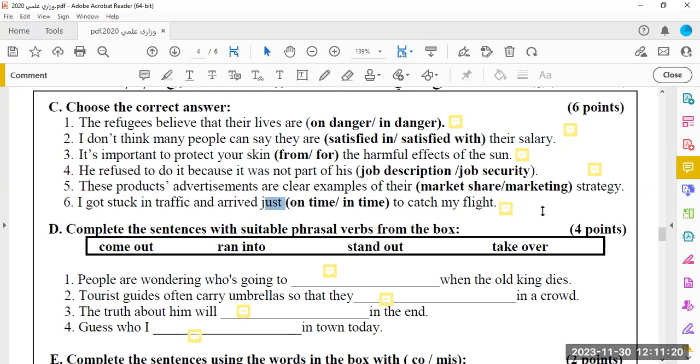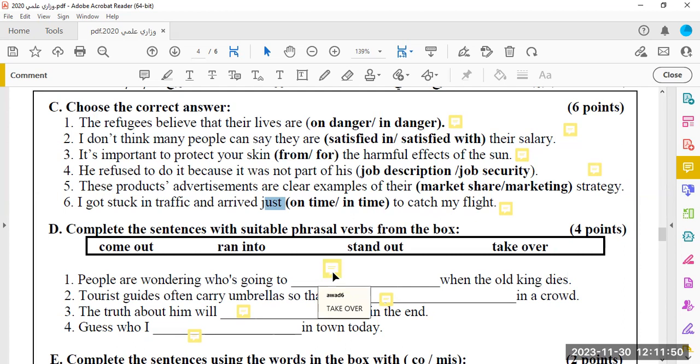It's nice. Okay. Now the next question, Noor Dabab, read that D, please. Complete the sentences with suitable phrases, verbs from the box. Okay. Who can? Come out, run into, stand up. Continue. People are wondering who's going to take over when the old king dies.